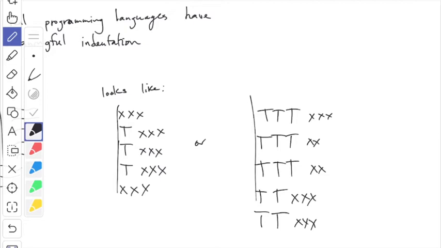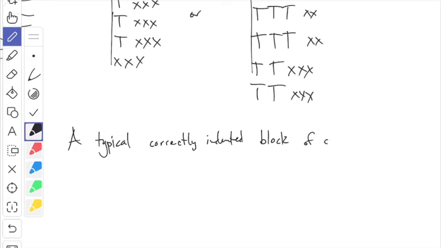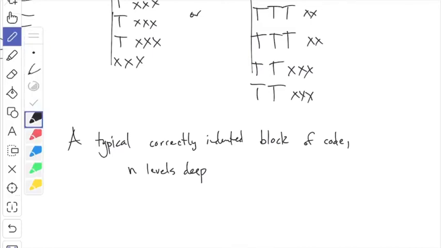Okay, so anyway, what I'm trying to convince you of is that a typical correctly indented block of code, let's say n levels deep in terms of the indentation, that is to say, like here I was indenting 3 levels deep and then only 2 levels of indentation here, a typical correctly indented block of code n levels deep, if I ignore the line wrapping, looks something like this.